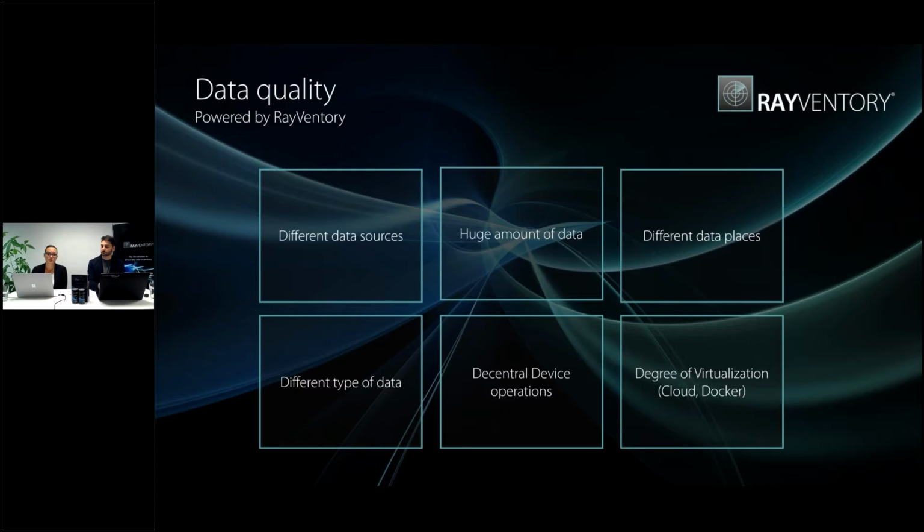Yes, in the topic of data quality, we have several challenges. For example, we have different data sources, for example, SCCM, Active Directory, or RayVentory. And furthermore, we have different data types. So, for example, we have user information, some commercial information or data, and also technical data. And they are located in different places. So we have on the one side cloud and on the other side on premises.